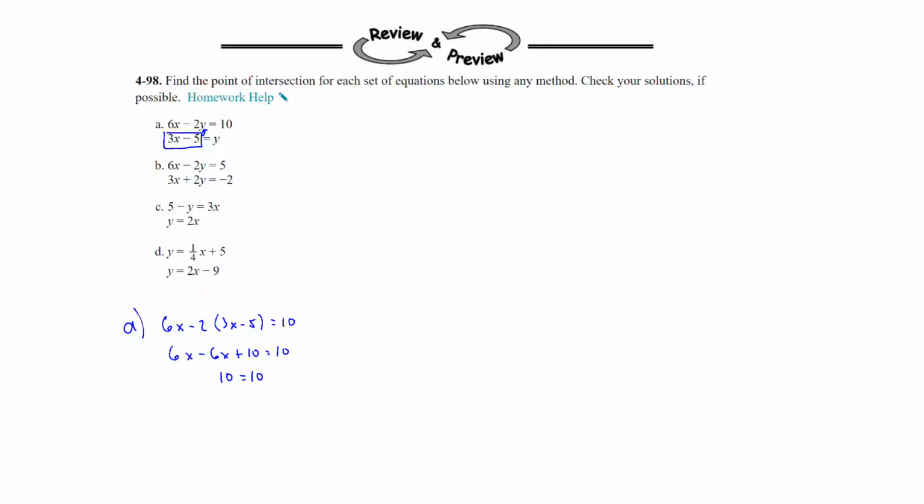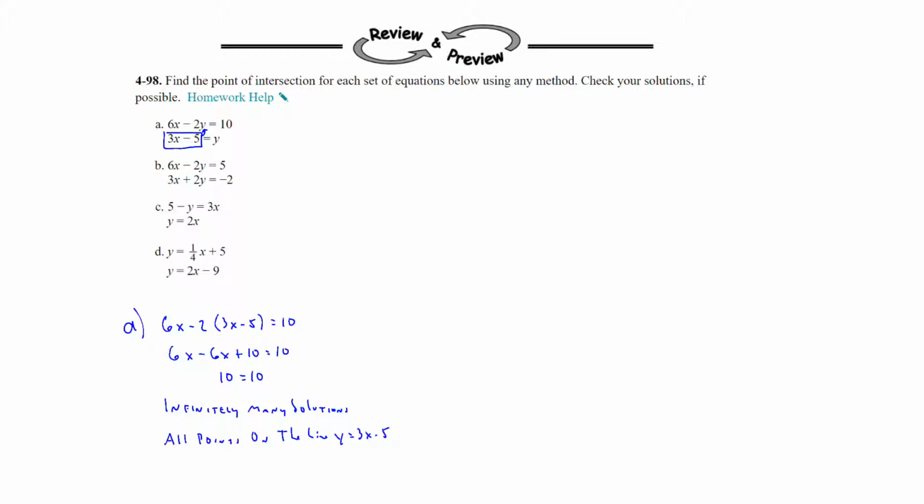So therefore, the solution is infinitely many solutions, but it's all the points on the line that are solutions as well. So we can say how many solutions there are, infinitely many solutions. Or we can say all the points on the line y equals 3x minus 5.